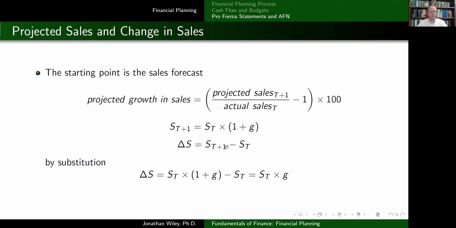So I would take my projected sales, in my example $1.1 million, and my most recent sales of 1 million. Take 1.1 million minus the 1 million, and my change in sales would be the $100,000 in that case.